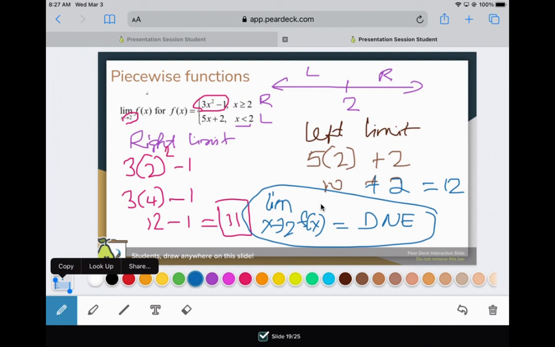So for a piecewise function, what you need to do is plug it in. You're going to tell me which one is the right limit, which one is the left limit. Plug them in. Compare the values. If they have the same value, then that value is the limit. If they don't have the same values, then it's D and E.